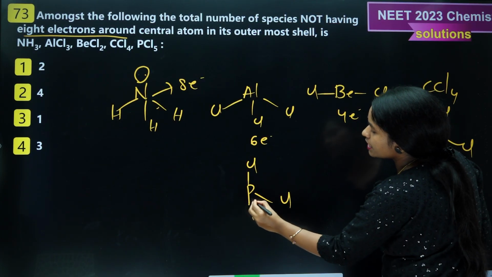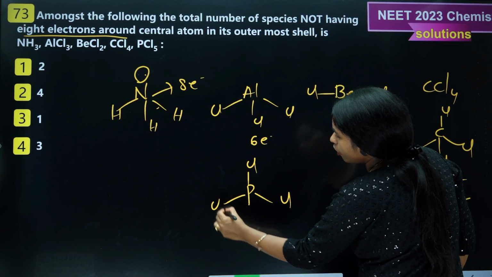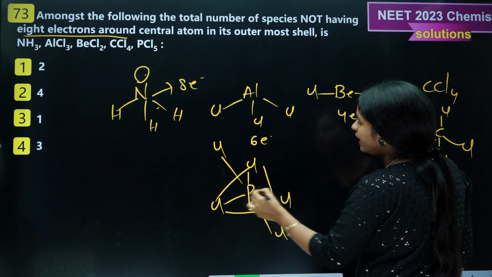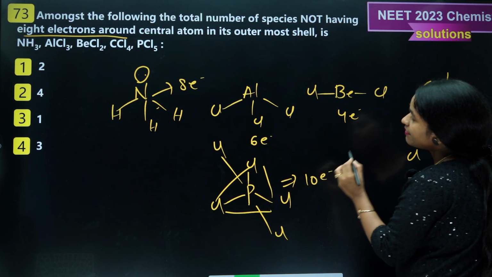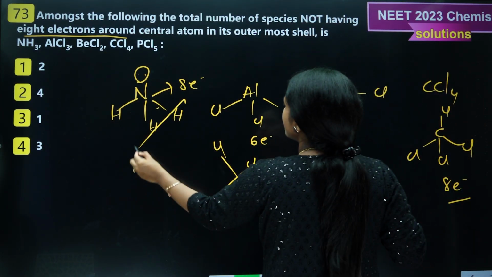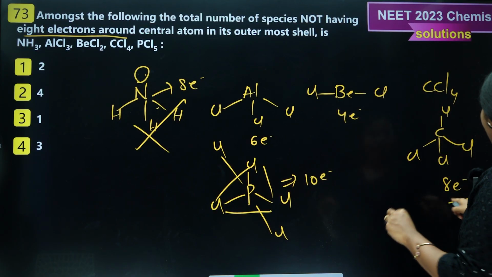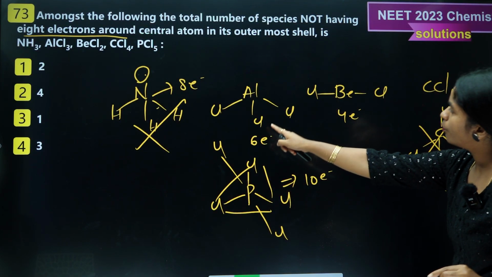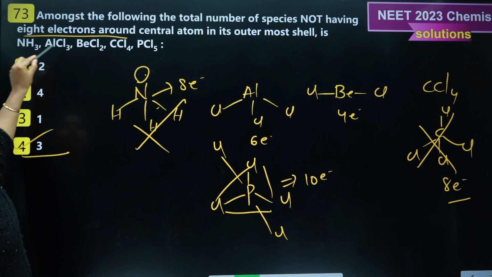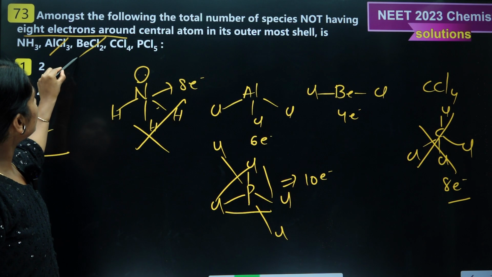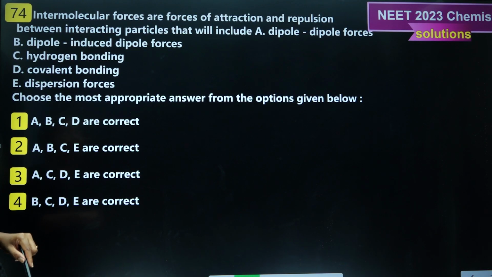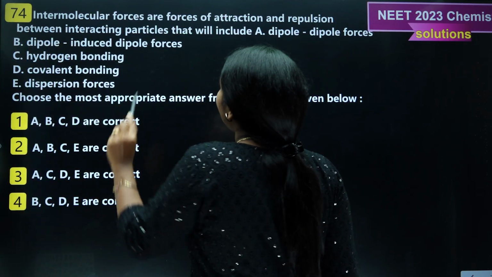PCl5, around phosphorus, I am not drawing the perfect shape, so total 10 electrons. Then they were asking which is not having 8 electrons. It is having 8 electrons, and it is having 8 electrons. So 1, 2, 3: 3 species are not having 8 electrons. That is AlCl3, BeCl2, PCl5. These 3 are not having 8 electrons. So option 4.